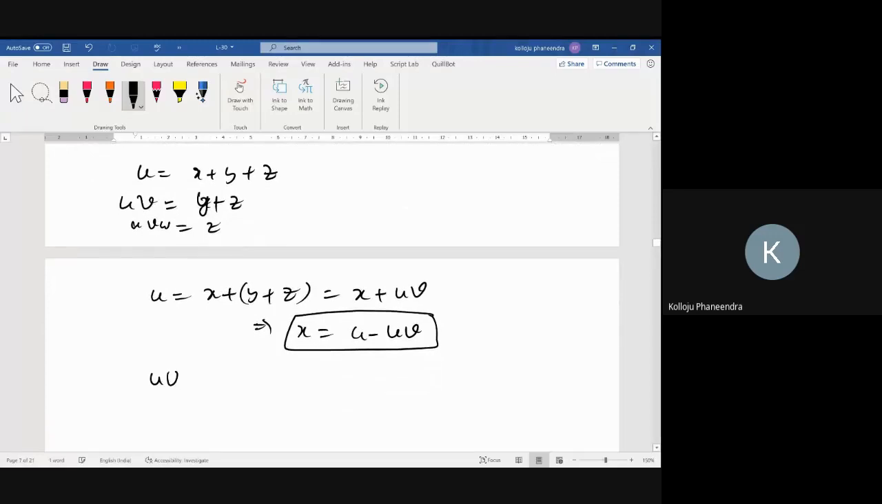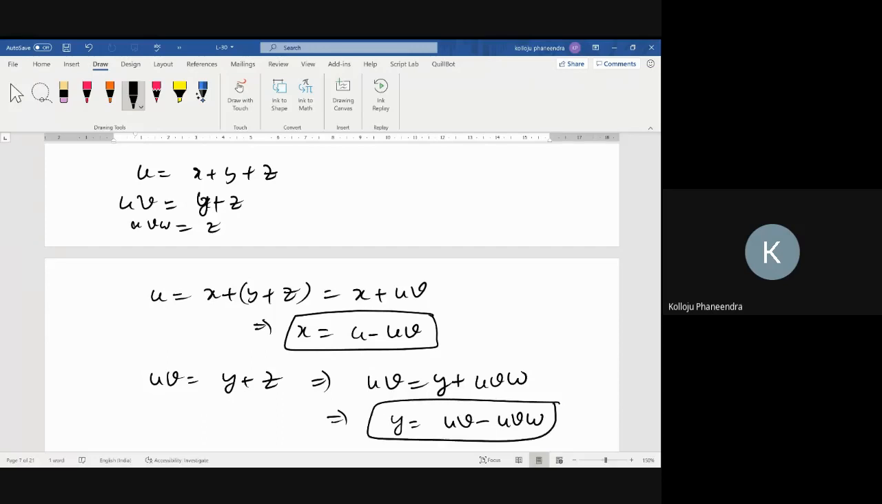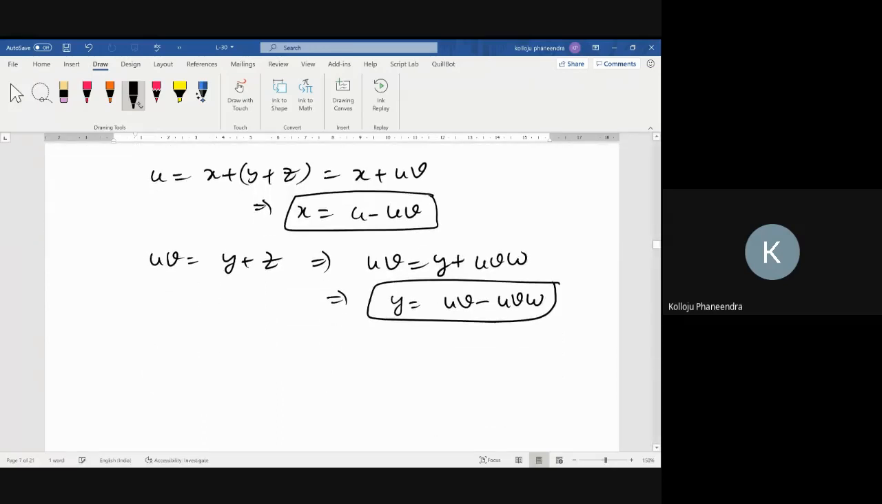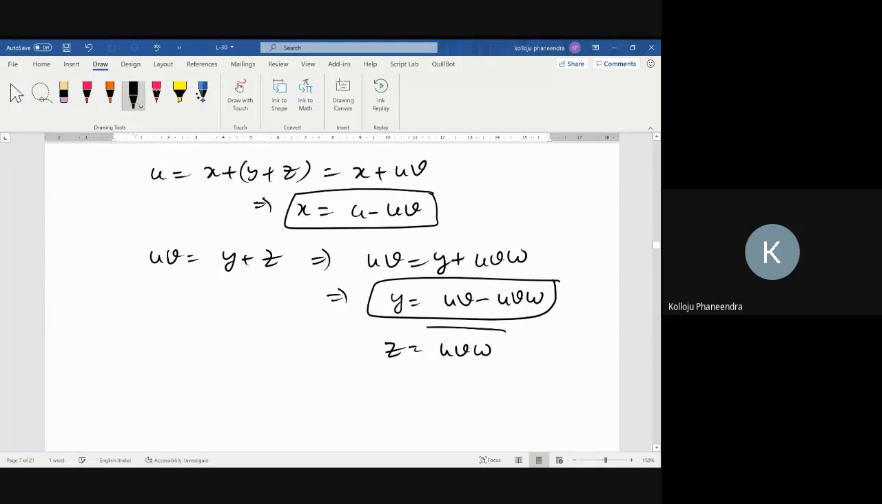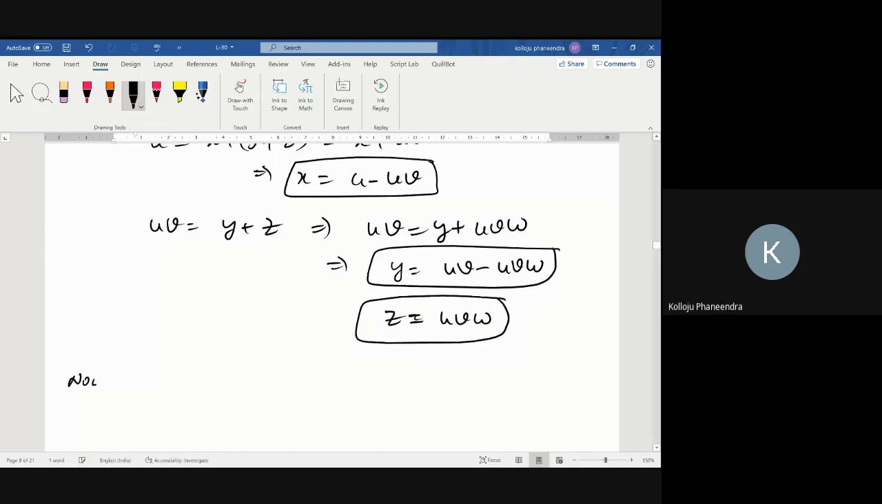Next one. UV equal to Y plus Z. And UV equal to Y plus, what is Z value? UVW. So Y equal to what? UV minus UVW. This is over. And lastly, Z is what, directly given in terms of UVW? Z is given as UVW. So XYZ in terms of UVW. Now, what is the question? XYZ Jacobian with respect to UVW.